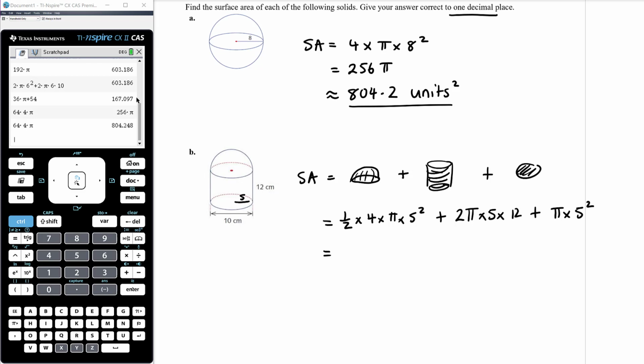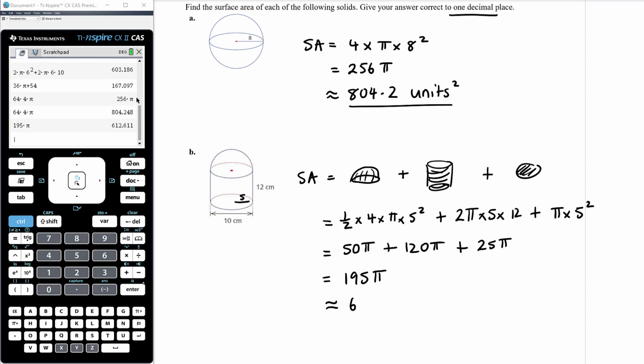Okay, half times 4 is 2, as I said, it's 2 times pi times 25, so that's 50 pi, plus 2 5s are 10, times 12 is 120, so that's 120 pi, plus this is 25 pi. Okay, so it's 75, so it's 195 pi, exactly, and as a decimal, that is 612.6 to one decimal place, centimetres squared for the surface area.